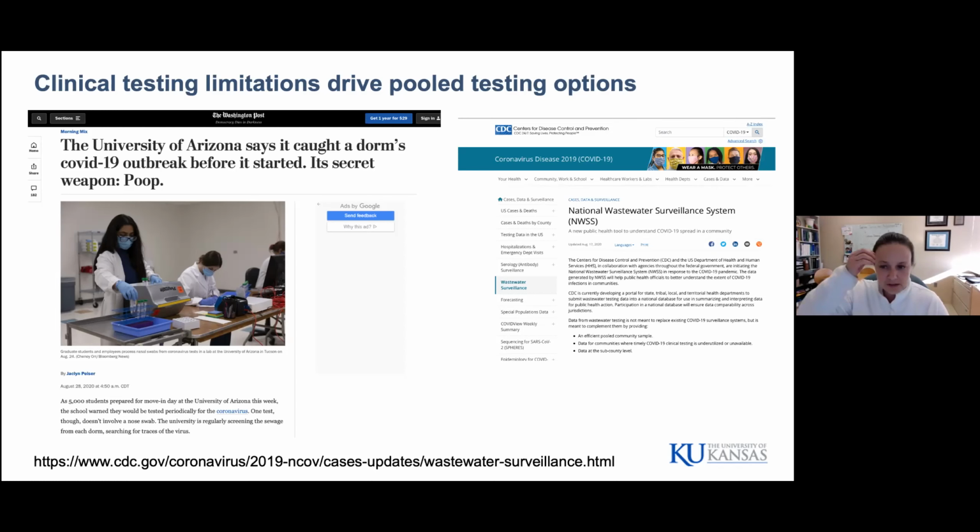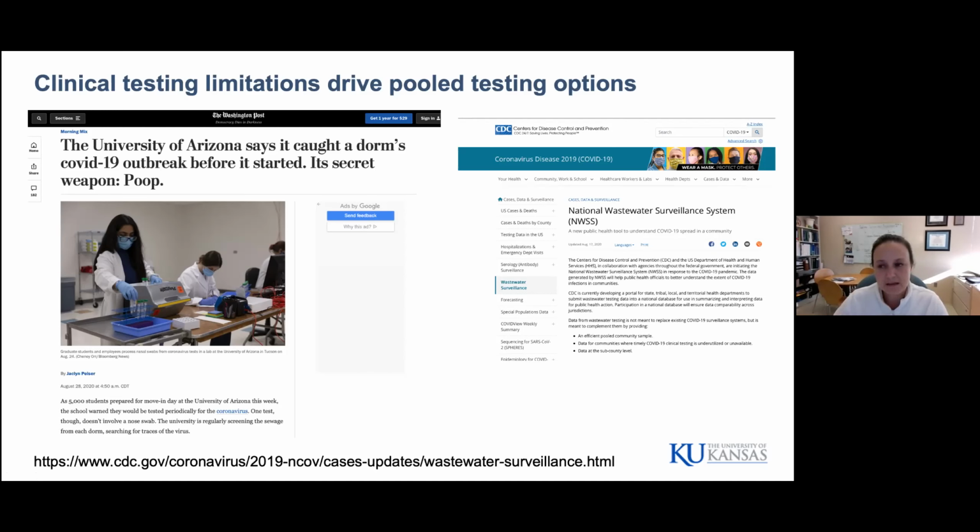All right, so these are just some news things that you may have seen. Some universities have used this on dormitories to understand how much of their student population has been sick. The Center for Disease Control, and this was put up in August of last year, has started something called the National Wastewater Surveillance System. This is really in its infancy, and I don't know where this is going to go post-pandemic.